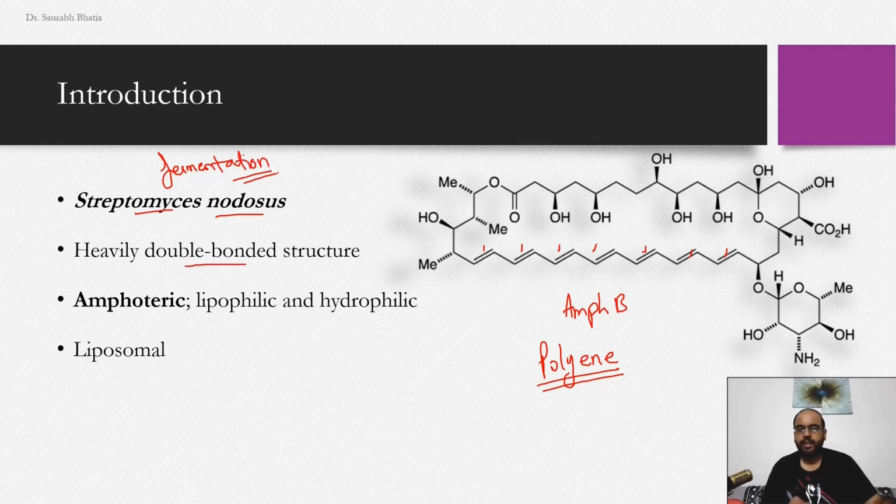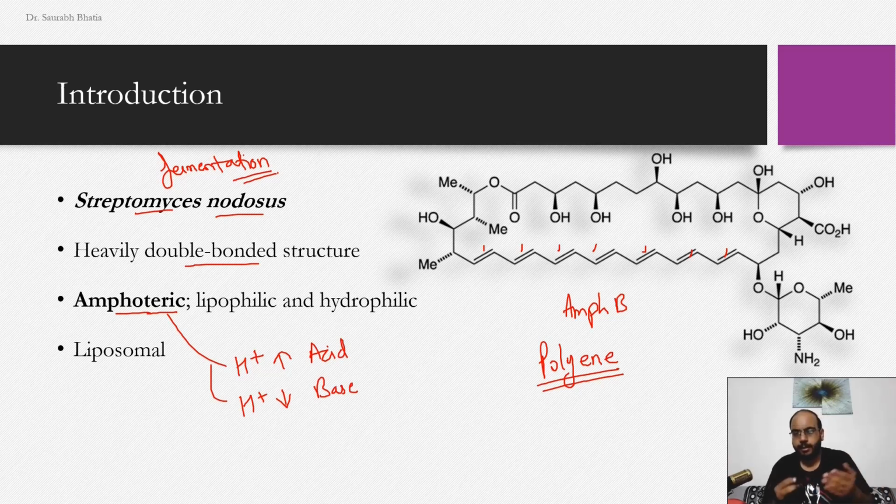It has a heavily double bonded structure and it is amphoteric. Now, what do we mean by amphoteric? Amphoteric means any molecule which can act as a proton donor or a proton acceptor. In detail, we can see any substance which can act as an acid or a base is known to be called as amphoteric. And because of this word amphoteric, we get the word amphotericin.